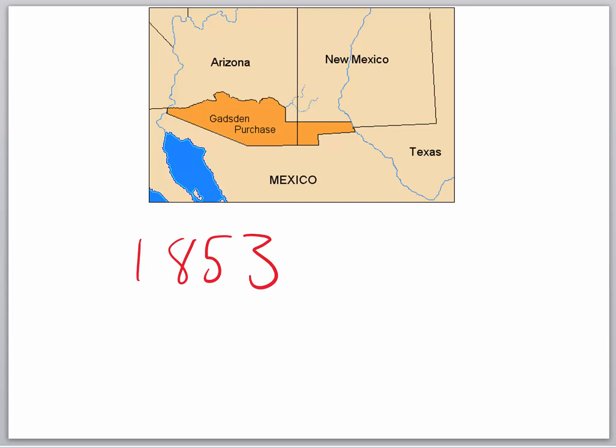of land between Arizona and New Mexico called the Gadsden Purchase in order to build a transcontinental railroad through the South. And that concludes American expansion.